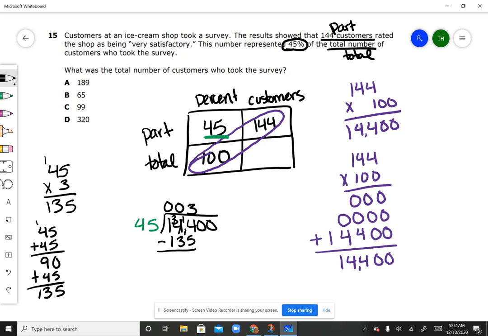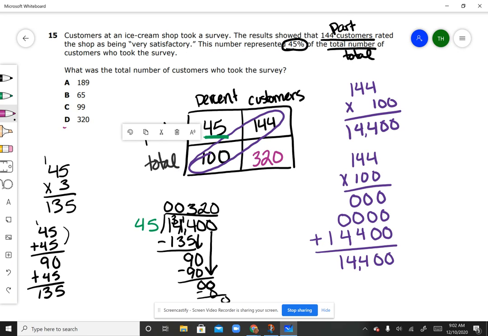Subtract. Okay, how many times is 45 going into 90? We just did that over here when we did repeated addition. It goes into 90 2 times. 2 times 45 is 90. Subtract, you have to bring down that last 0. 45 goes into 0 0 times. Okay. So we know that there was a total of 320 customers that took the survey. So your answer is D.